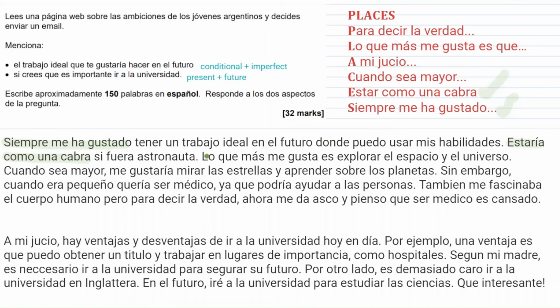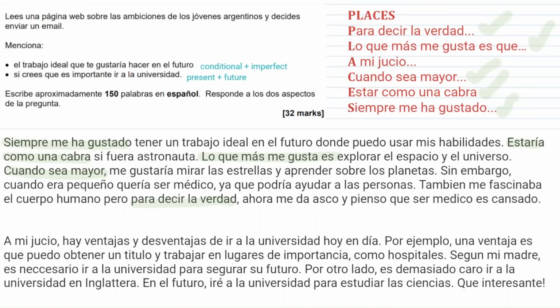Lo que más me gusta es, again, using one of my spicy phrases, so I can tick that off. Lo que más me gusta es explorar el espacio y el universo. Cuando sea mayor, again, cuando sea mayor me gustaría mirar las estrellas y aprender sobre los planetas. Sin embargo, cuando era pequeño quería ser médico, ya que podría ayudar a las personas. También me fascinaba el cuerpo humano, pero para decir la verdad, ahora me da asco y pienso que ser médico es cansado. So here I've used another one of my phrases, so I've only got one left, which is a mi juicio.